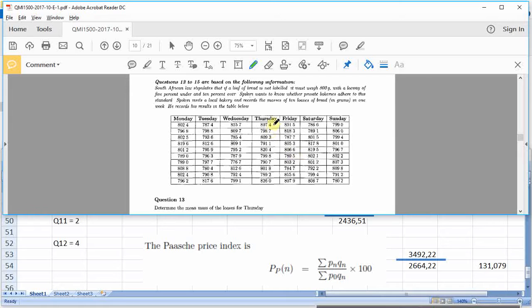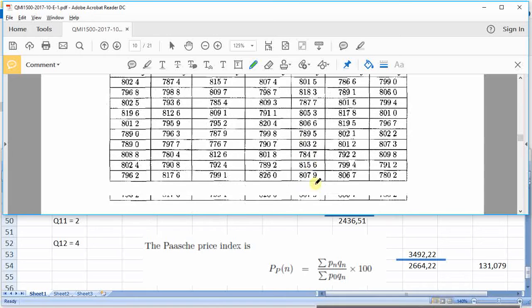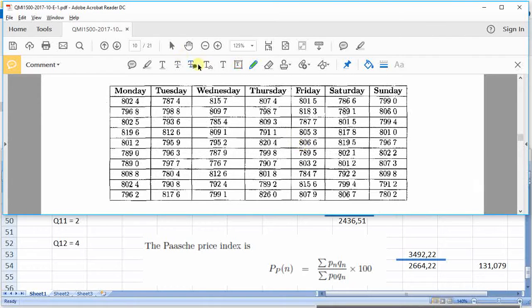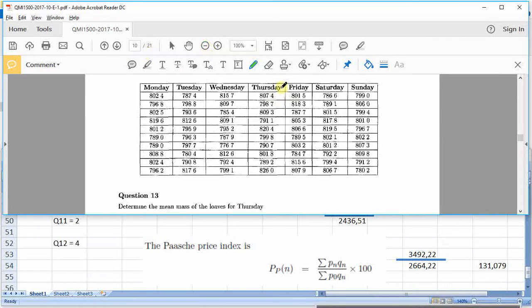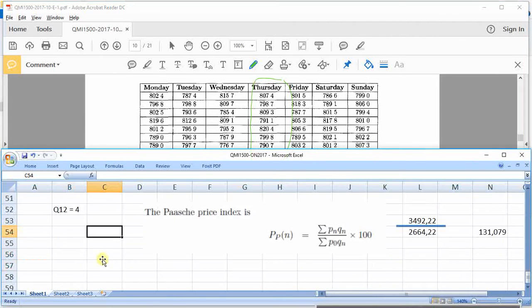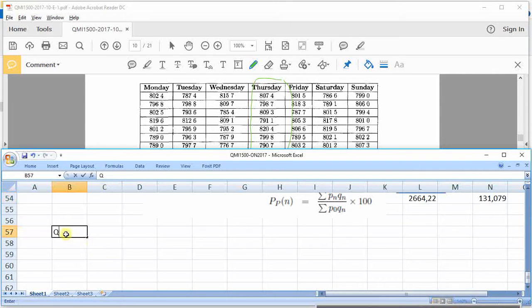Okay, so for Thursday, you're going to add up all of it and divide it by the quantity. Okay, so let's see what that is. 107.4. Actually, let me just do it this way. It'll be much quicker. It's a pain having to type all of that in. Q13.